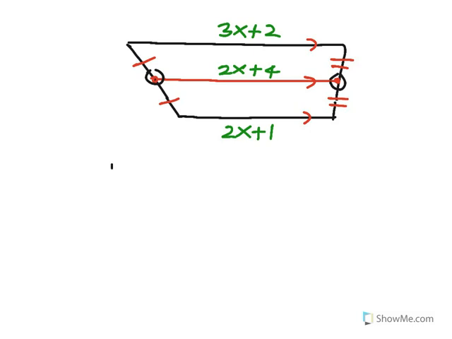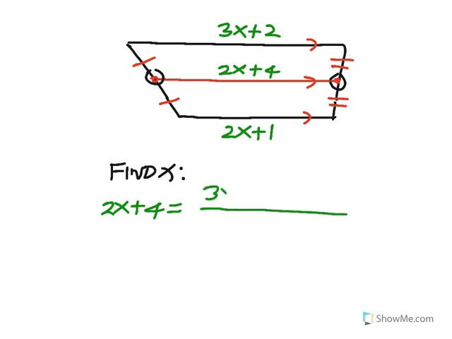To find x, I need to set up an equation here. I know that the median, 2x plus 4, is equal to the average of the two base lengths. So if I add up the two base lengths, 3x plus 2 plus 2x plus 1, the top plus the bottom divided by 2, I can solve for x. To clear this fraction, I first multiply both sides by 2.